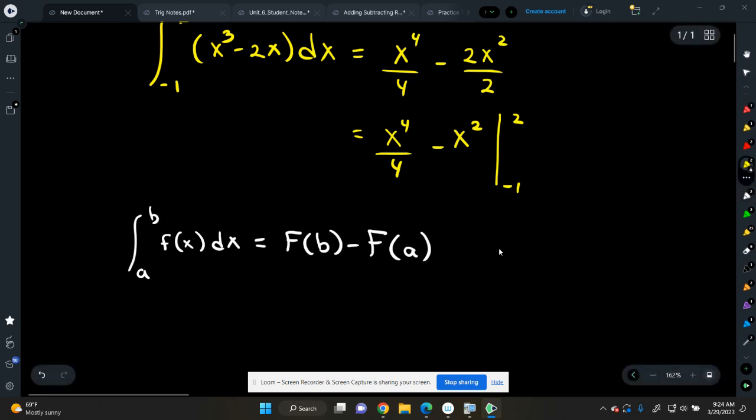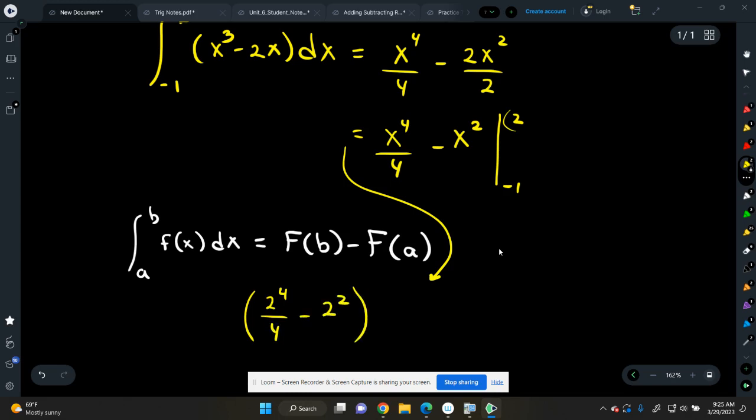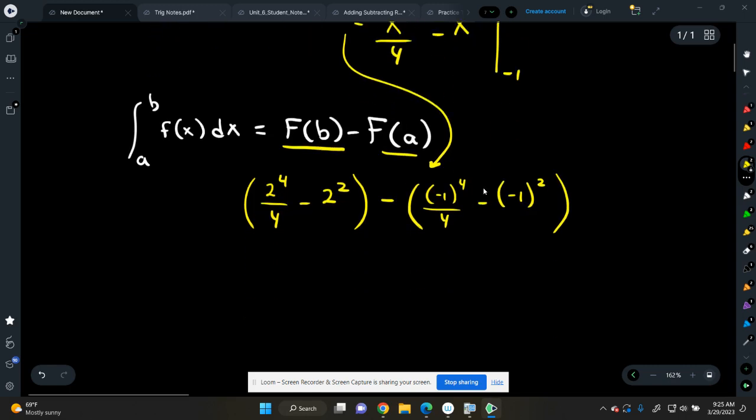So that means, coming down here, make sure you use parentheses so you don't lose track. We're going to substitute in the 2, the top number: 2 to the fourth over 4 minus 2 squared, right? That's the f of b. And we're going to subtract f of a, which will be -1 to the fourth over 4 minus -1 squared. That's the f of a. So all I did was substitute them in.